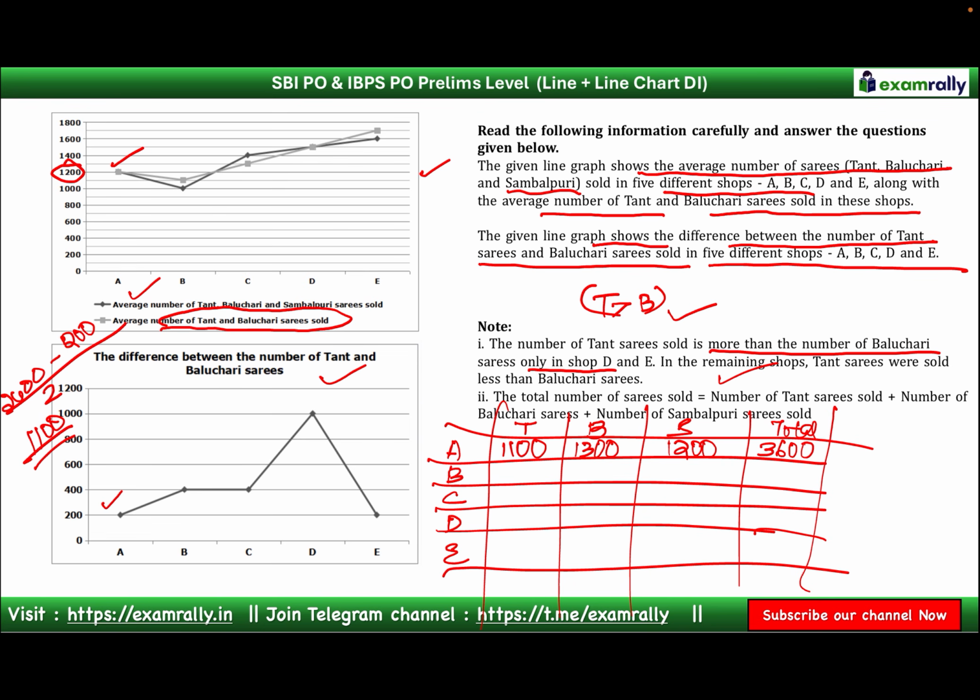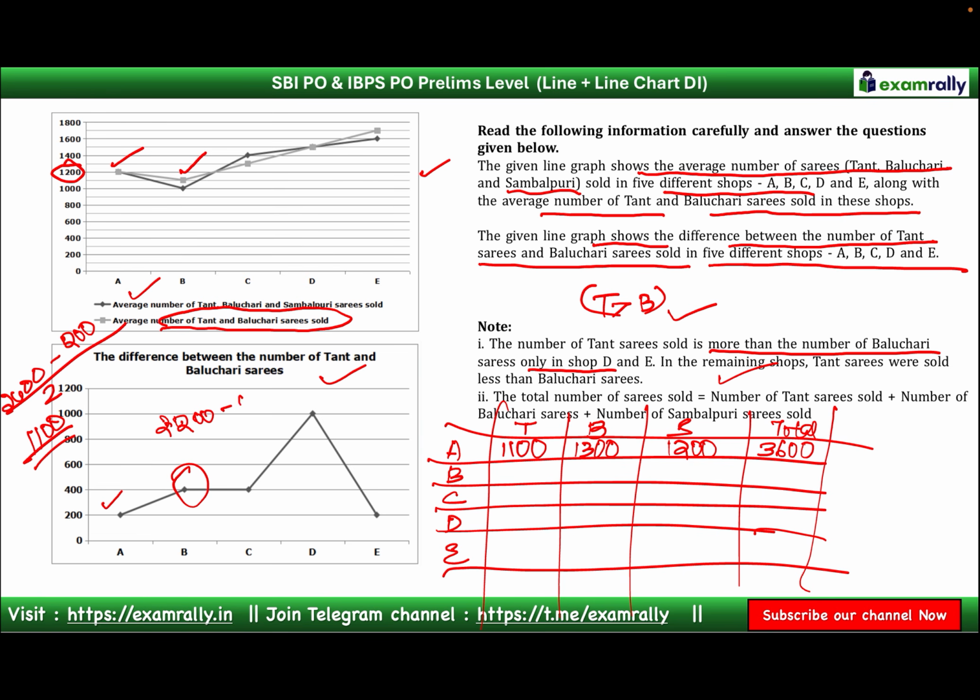For B, we can take the lighter one, 1100. 1100 into 2 will be equal to 2200, which you can do in your mind itself. That is 2200, and the difference here is 400. So 2200 minus 400, you have to deduct here because they said the Tan value is less.